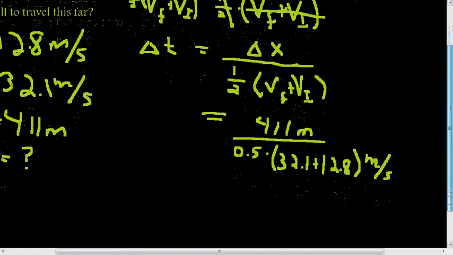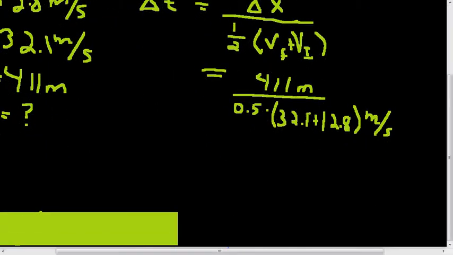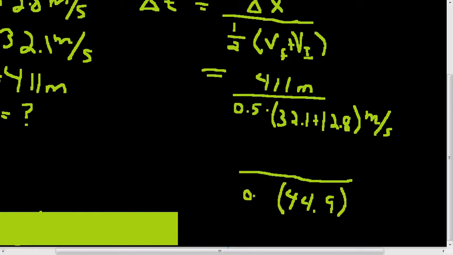Now to work this out, we need a little bit in our head. 32.1 plus 12.8 is 44.9. We still have the 0.5, and the 411 on top. Don't forget units, there are the meters, and the meters per second.